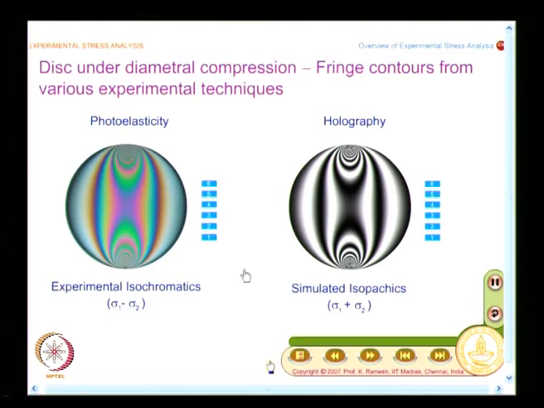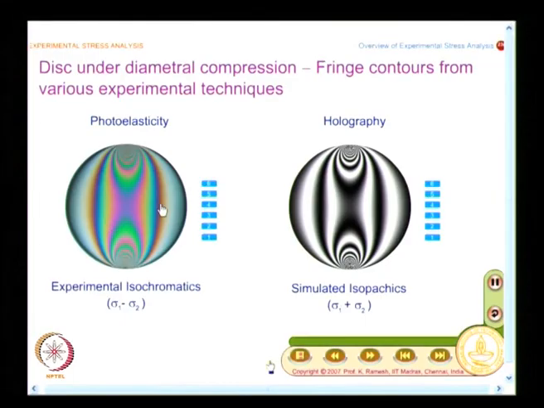One approach could be to do a holographic experiment, get simulated, I get isopachics recorded, in this case it is simulated, but get the isopachics recorded. So, when I have photoelastic contours as well as holographic contours, I can process these two and find out individual magnitudes of sigma 1 and sigma 2 on the entire field. And what you have to note down is that between photoelasticity and holography, I have shown colored contours for photoelasticity, because you use white light and get information in color which is unique to photoelasticity.